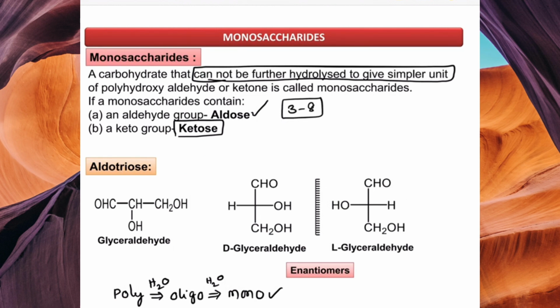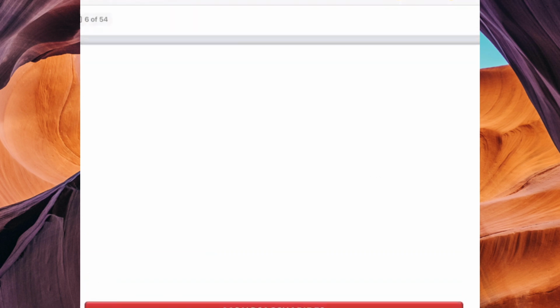If 3 carbons are there, we call it aldotriose, and if ketone is there, ketotriose. In aldotriose, the best example is glyceraldehyde. Glyceraldehyde has a chiral center, so it is optically active. It forms D-glyceraldehyde and L-glyceraldehyde. Both are examples of enantiomers. Important question.